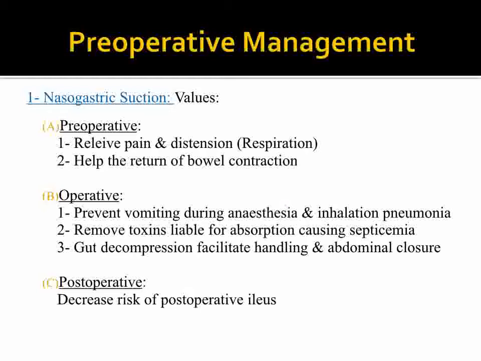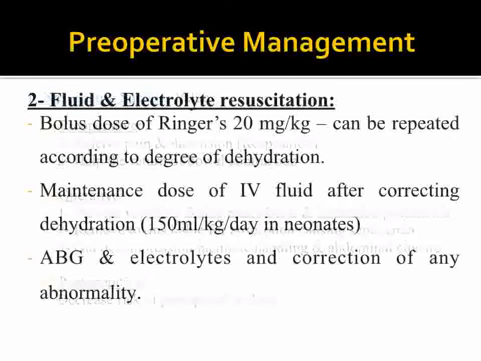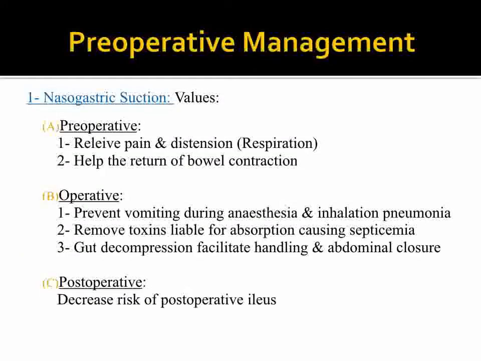This baby may be dehydrated. This baby may be shocked. So we have to prepare this baby before the operation. The preoperative management includes nasogastric suction, fluid and electrolyte resuscitation, in addition to antibiotics, etc. First, in case of neonatal intestinal obstruction, you have to put a nasogastric tube. We pass a nasogastric tube from one of the nostrils through the esophagus into the stomach to drain the stomach and the GIT.